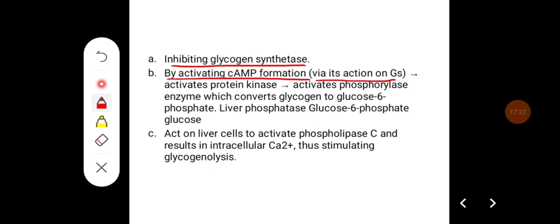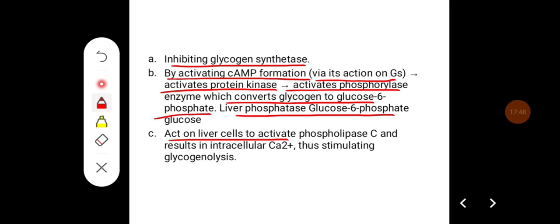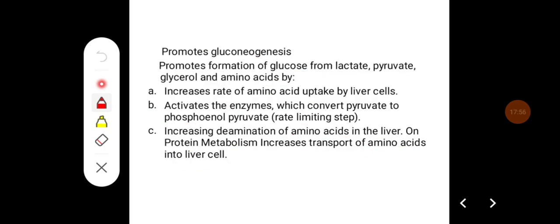action on G proteins, which in turn activates protein kinase, activates phosphorylase enzyme, which converts glycogen to glucose 6 phosphate, and glucose 6 phosphate to glucose. It also acts on liver cells to activate phospholipase C and results in increased intracellular calcium, thus stimulating glycogenolysis.